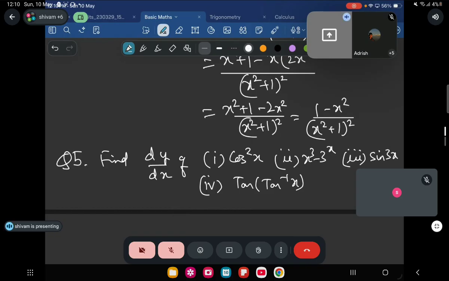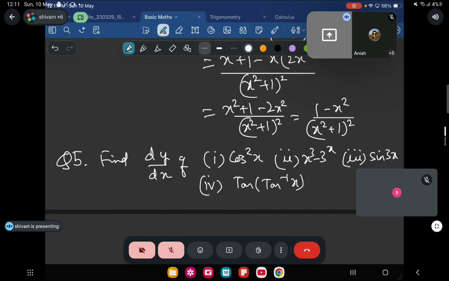Okay, let me see those who have solved online. Yes, Imon, all your answers are correct. Anish, first one is correct. Second one is also correct. Third one is correct. Fourth one is also correct, but actually it can be simplified. I will tell you how to simplify. Currently, I have not done that kind of simplification. Second one is correct.